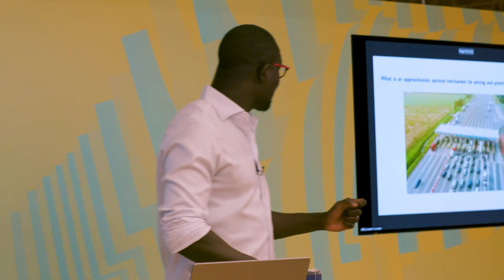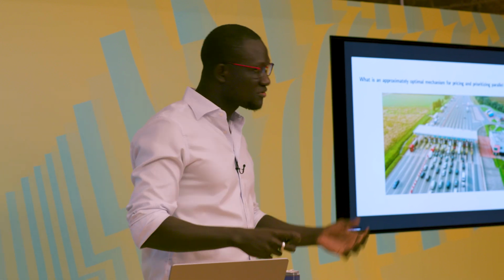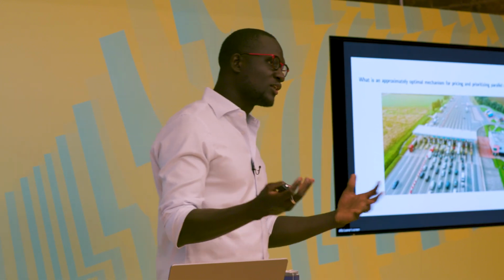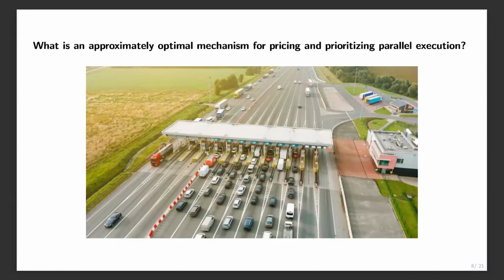So the question then is, because we know that when you have something like this, where you have states that are different queues, and people valuing things differently, you can do one large multidimensional knapsack problem, and that is not something that is easy to implement. So what are approximately optimal mechanisms for pricing and prioritizing parallel execution?